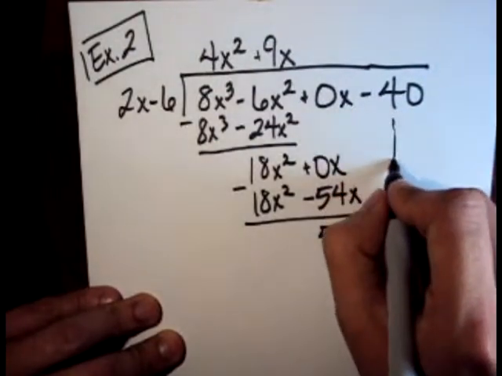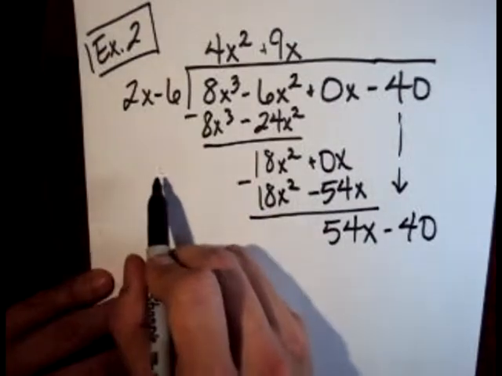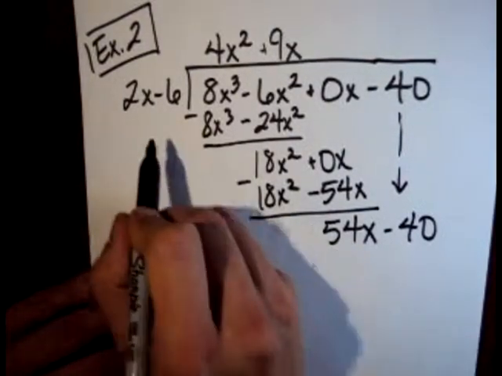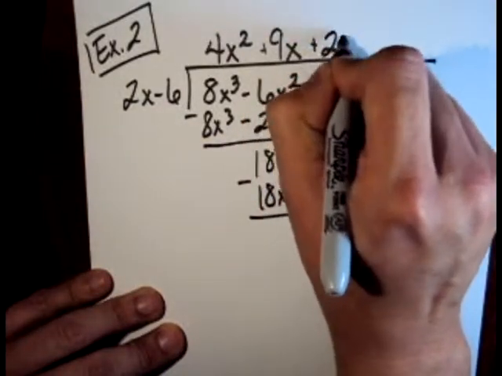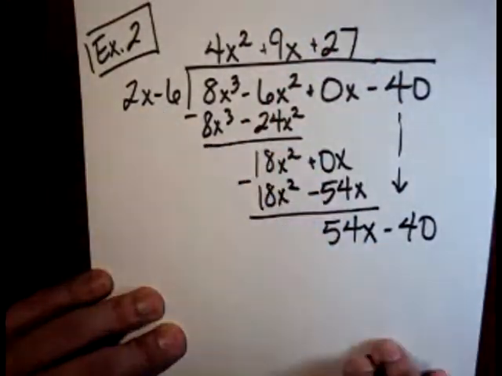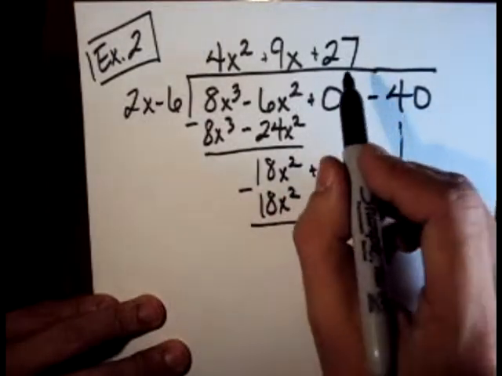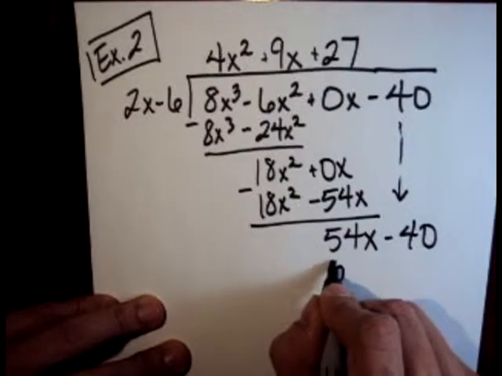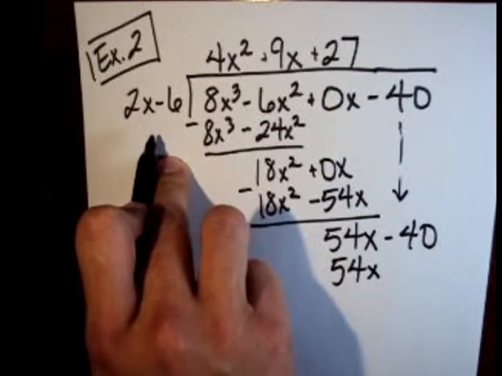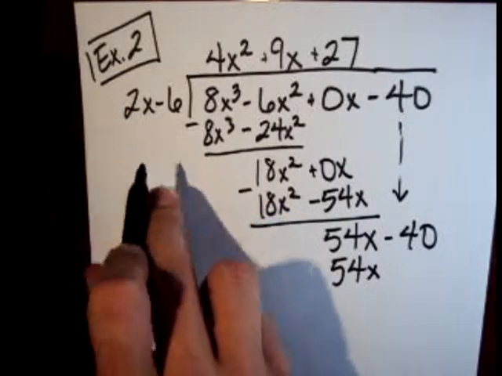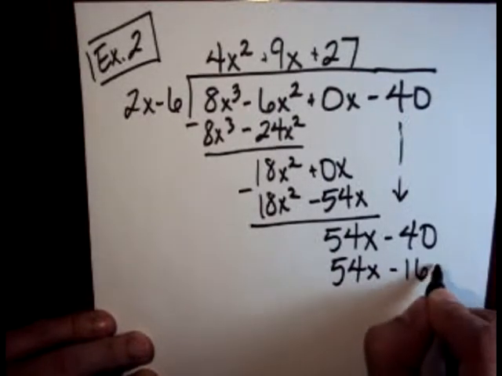We're going to bring our minus 40 down and divide again. So we're going to take 54x divided by 2x, so 54 divided by 2, that's 27. X divided by x, that's 1. 27 times 1, that gives us 27. So now we have to multiply. So we're going to say 27 times 2x, 54x. 27 times 6, that is, I believe, 162. So we're going to say minus 162.